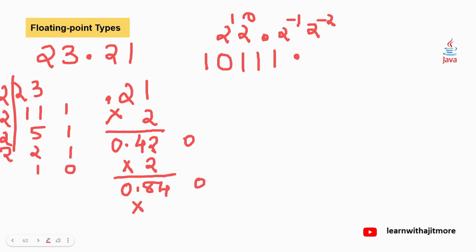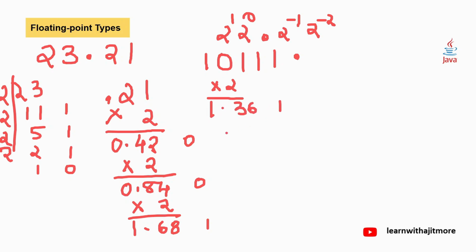Again multiply by 2. You will get 1.68. Now take only 1. And now multiply only with 0.68. Don't multiply with 1.68. Take that 1 and now only multiply with 0.68. You will get 1.36.